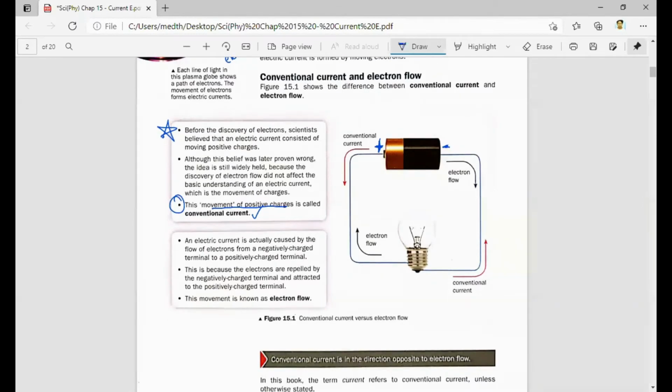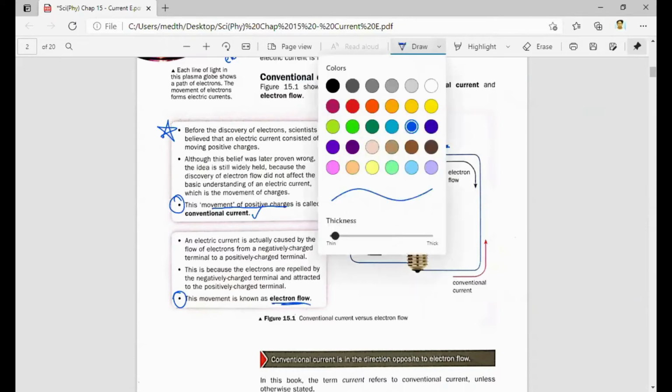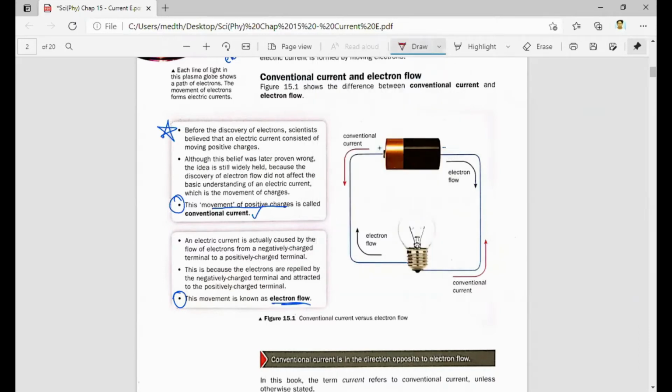In actual fact, in real life, it's not the positive charges flowing. In real life, it's the electrons that are flowing. Let me use red color to show the conventional current, since they already used red. Then for electron flow, I'm going to use blue color. So electron flow is this direction, the blue color one, from the negative terminal flowing to the positive terminal. So conventional current, electron flow.